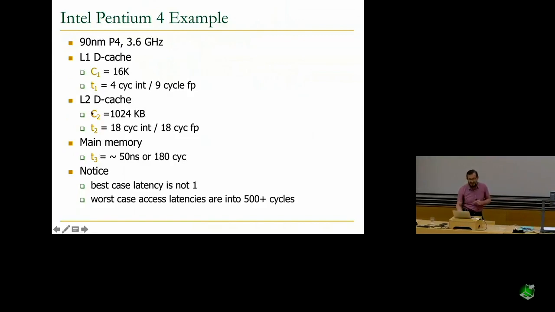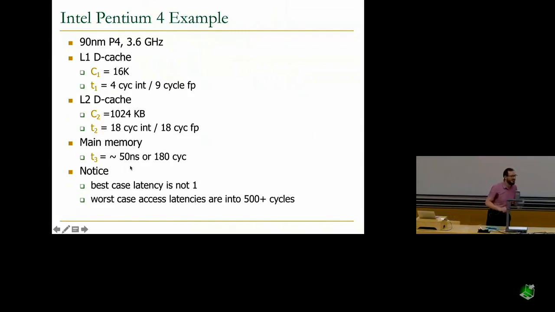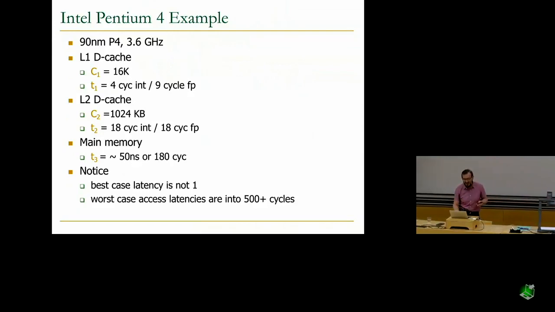L2 data cache, the cache size is 1 megabyte. And intrinsic access time is 18 cycles for integer loads. Main memory, let's assume that it's about 50 nanoseconds, which is really an unrealistic assumption, actually, on average, because main memory is usually much slower. But 180 cycles, that's our assumption. And I'm going to assume that everything hits in main memory.